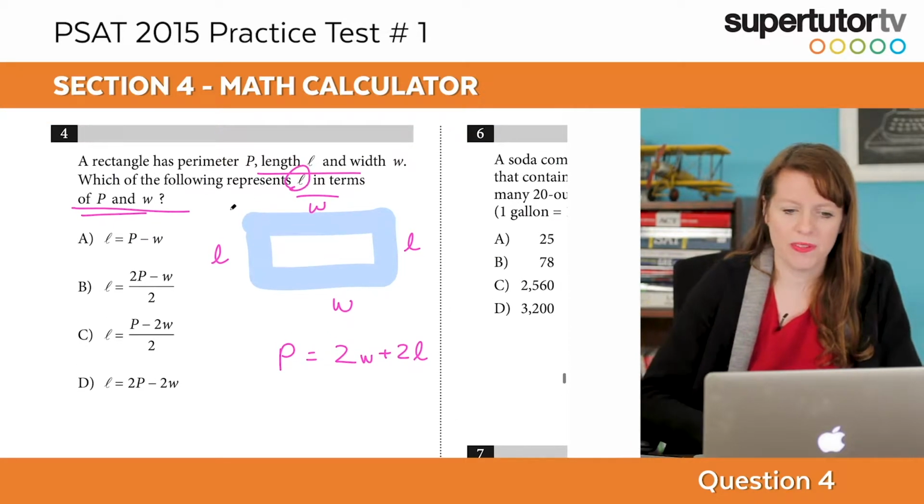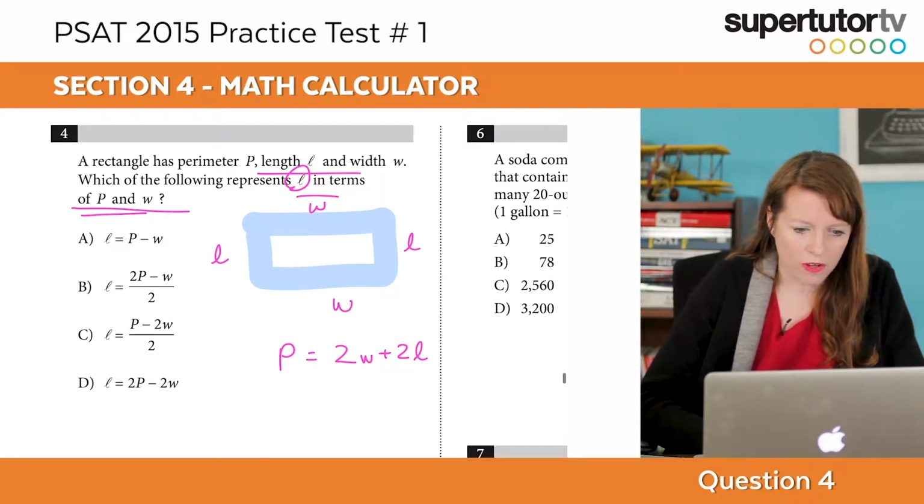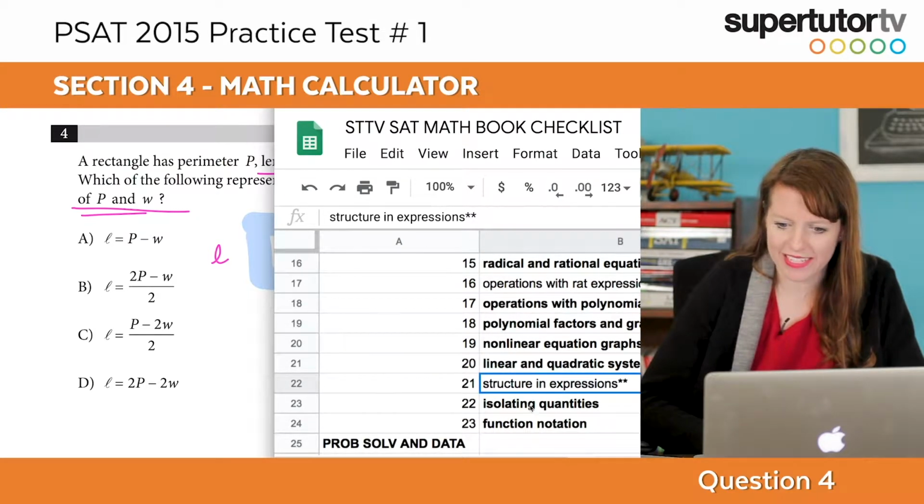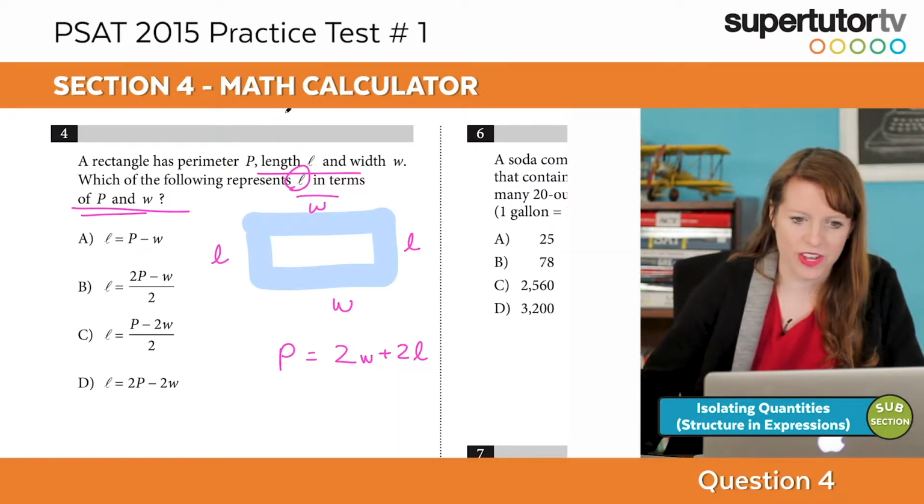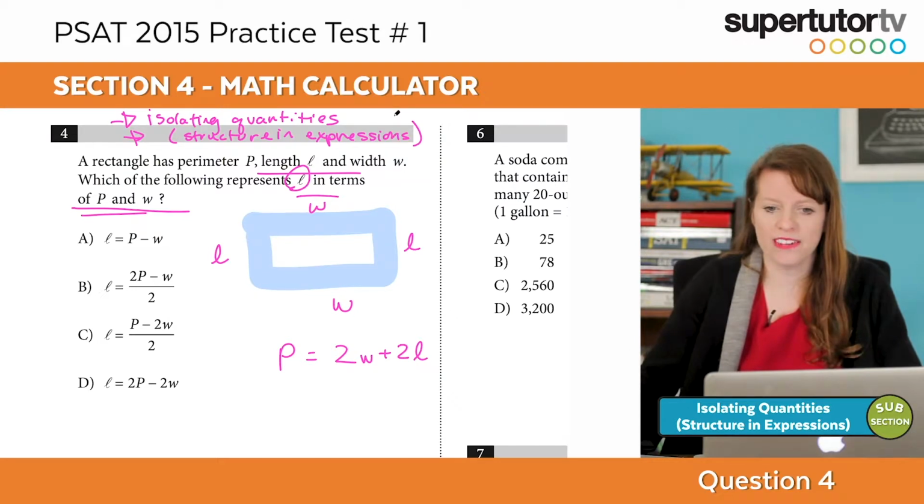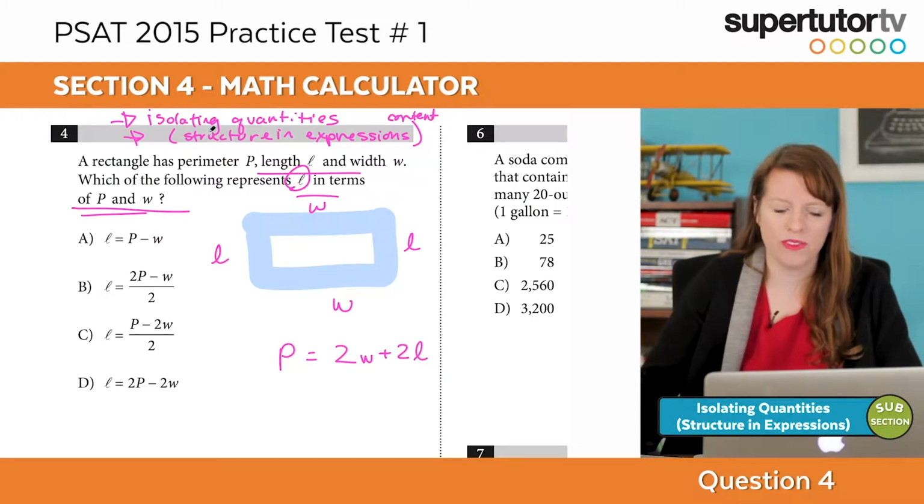So all this is a manipulations problem. If you are on our course, this is isolating quantities, or possibly structure and expressions. But you're going to find similar questions to this in isolating quantities. That's what this is called, isolating quantities. And this is sometimes also very similar to what we call structure and expressions. Okay. So if you want more that are similar to this, go check out these 2 packets and videos that we have on our course. Those are under content. These are our content areas that coincide with this.